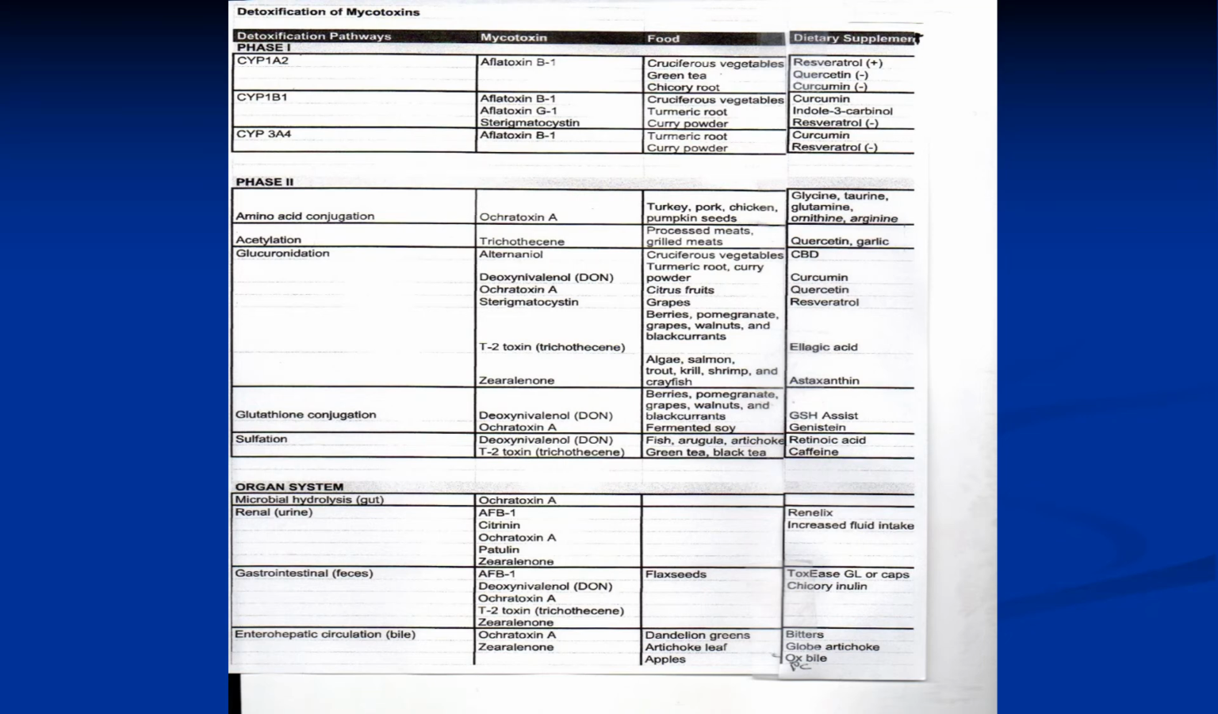On the left, we have the detoxification pathway. Next to that, the specific mycotoxin that is processed by that pathway. Next to that, foods that are known to improve the functioning of that pathway. And next to that, dietary supplements that improve that. A plus or a minus means, plus means upregulates, minus means downregulates. So let me show you how to use this table.